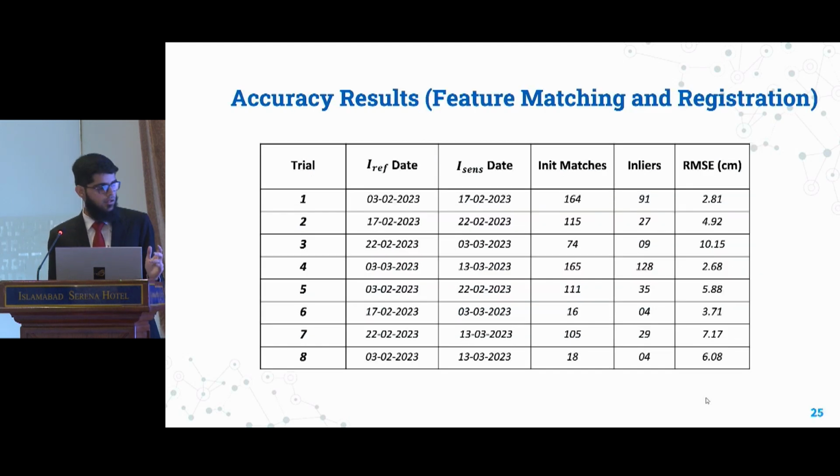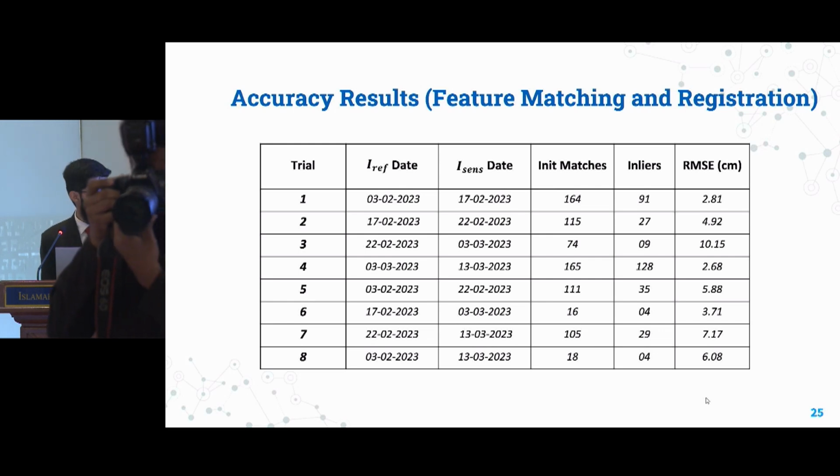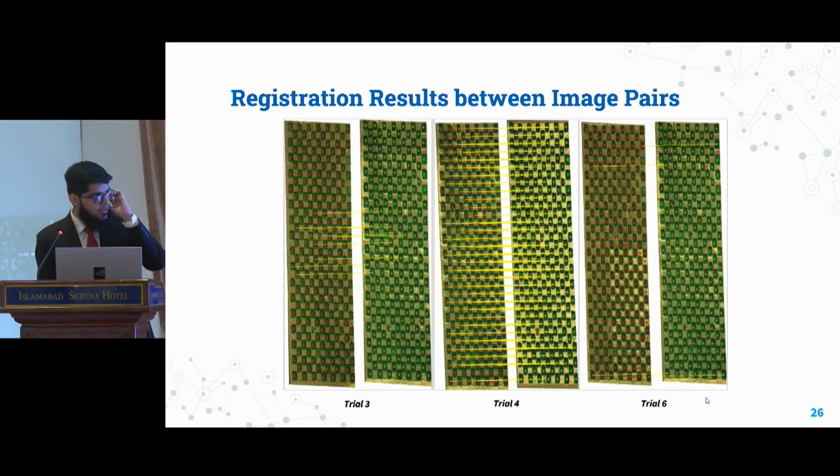Here are some of the results. You can see the reference image date and the sensed image date, and there are initial matches, the inlier points, and the corresponding root mean squared error for each trial. So I'll come back to this if you want. There are 3 different examples from the previous table: trial 3, trial 4, and trial 6, and these are examples of the images which we acquired and pre-processed after acquiring from the drone and computing an orthomosaic and all these steps.